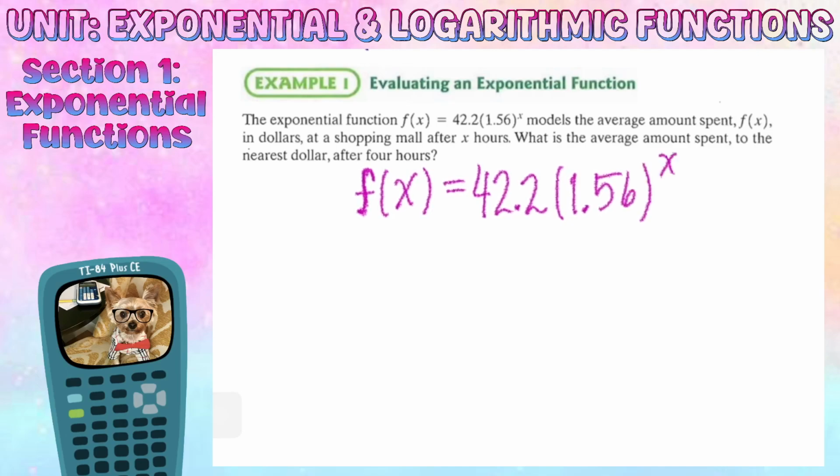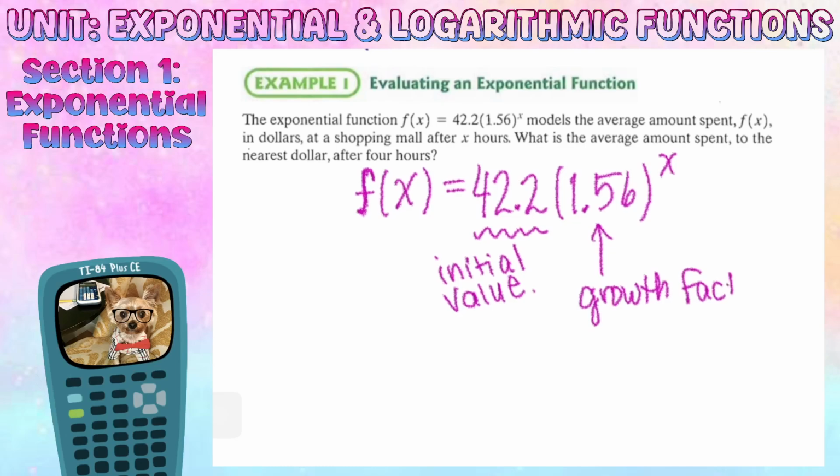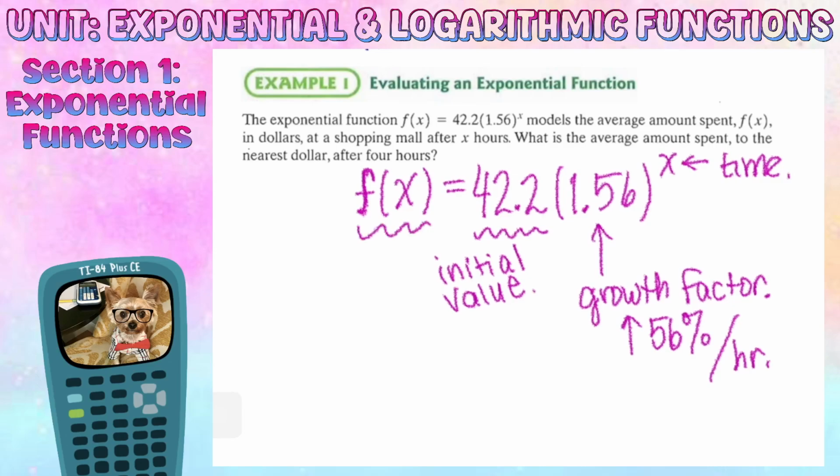Now, using what we know, this here is essentially your initial value. This is how much you're spending as soon as you walk into the mall. That number, 1.56, since it's greater than 1, is our growth factor, and it indicates that the amount increases by 56% for every hour you spend at the mall. So x is the time you spend in the mall in hours, and f of 2 is how much you spend after 2 hours, f of 4 is how much you spend after 4 hours, and so on.